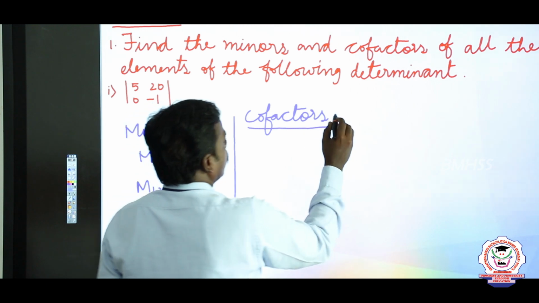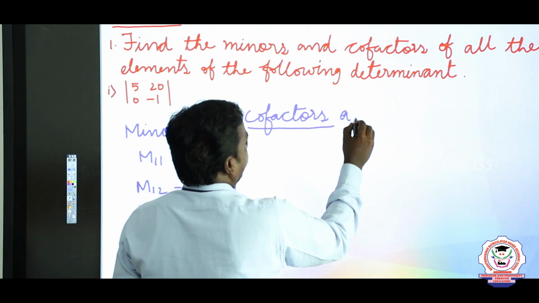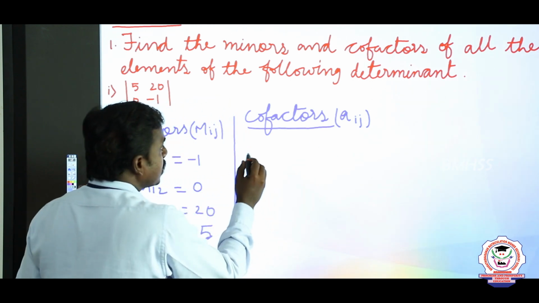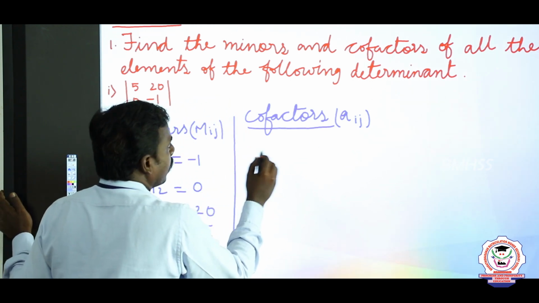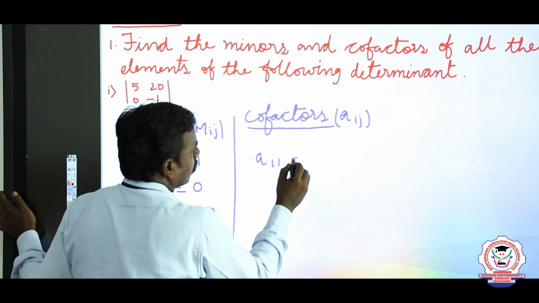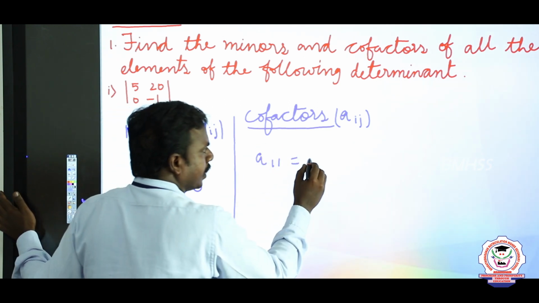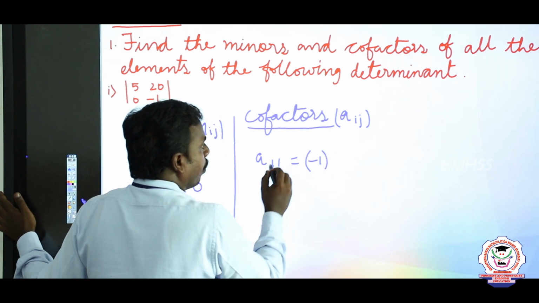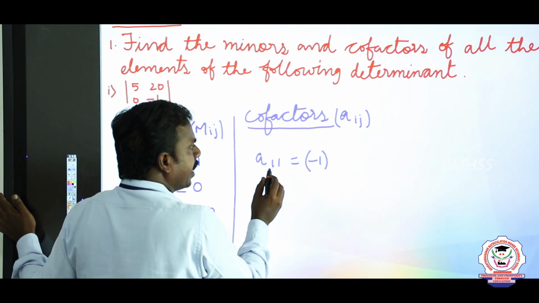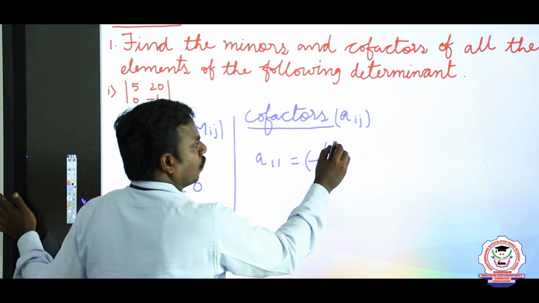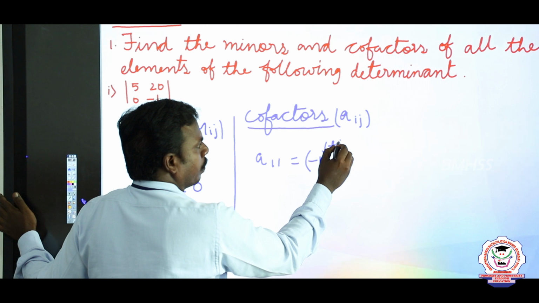Cofactors are denoted by Aij. In the first element, A11, first row, first column, there is a formula: minus 1 whole power i plus j. Here the i value is 1 and the j value is 1, so 1 plus 1.